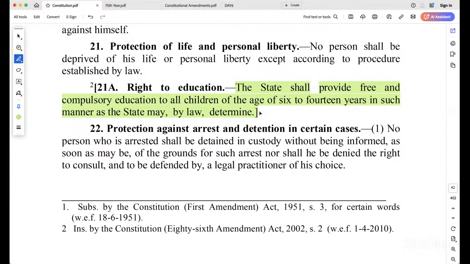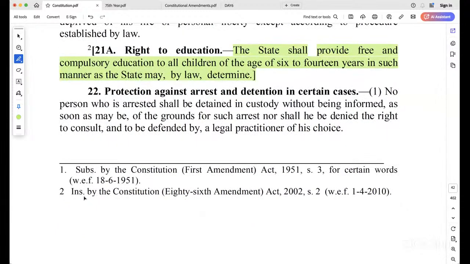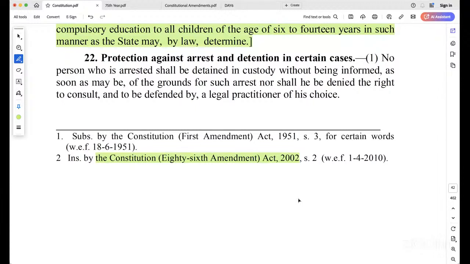Nothing has been given there about mother tongue. Right? And it is done by which amendment? Clear? 86th Amendment Act 2002.